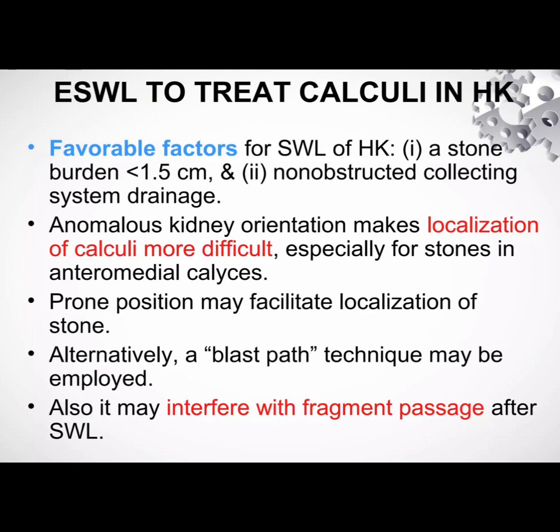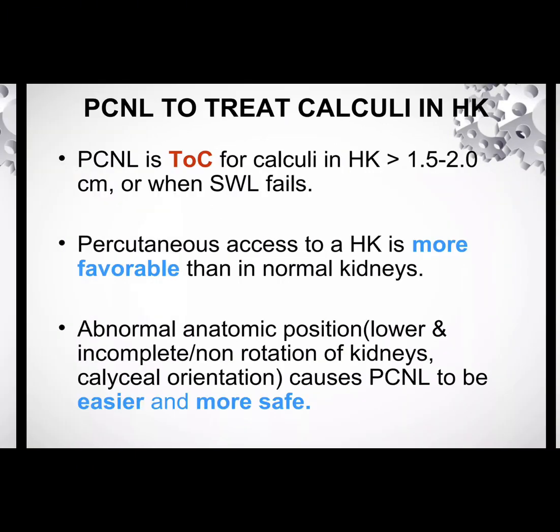Anomalous kidney orientation makes localization of these stones more difficult, especially for stones in the anteromedial calyces. So prone position may facilitate the localization of these stones. And alternatively, a blast path technique may be employed. Also, it may interfere with fragment passage after the ESWL.